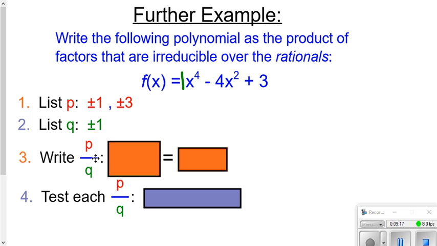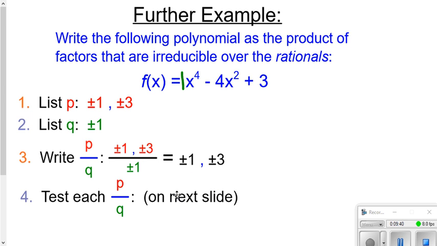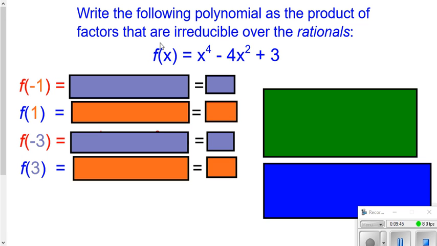Next, we write out the possible ratios, P over Q, which means, again, positive negative 1 or positive negative 3 over positive or negative 1. Again, if we were to write out all those possibilities, there would be 4 different rational zeros that are possible, positive or negative 1 or positive or negative 3. Lastly, we test them. And again, we will show this on the next slide. We are still going to use this polynomial, but again, we are going to test or substitute in these values, negative 1, positive 1, negative 3, positive 3.